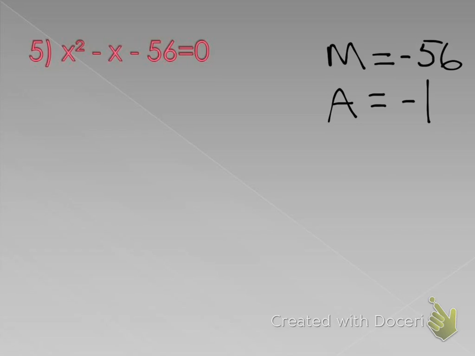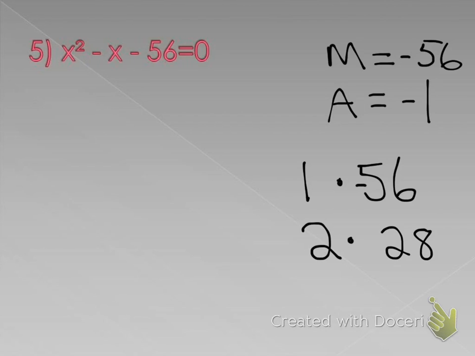So the ways to make a 56 are 1 and 56. I'm going to make the bigger one negative because I know they're adding to a negative. 2 and what? 28? Is that right?